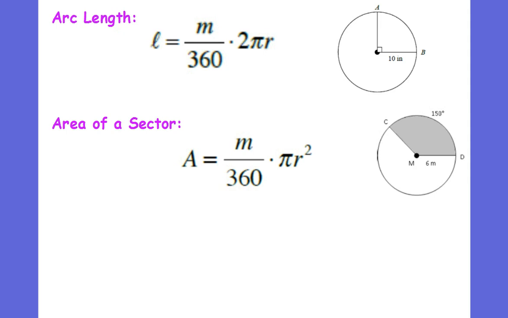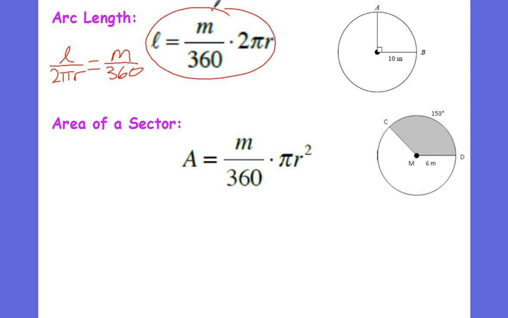So when we did arc length, we set up a proportion. We said L, our length, out of all of the circumference, 2 pi r, equals the degree out of 360. And then multiplying both sides by 2 pi r gave us this formula.